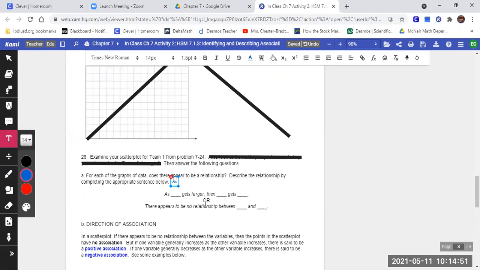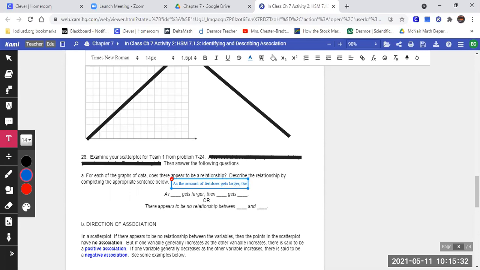As, now what were we saying was getting larger? What was the first thing that was getting larger? Plant or fertilizer? Which one do we always talk about? The one we have control over first. So as what gets larger? Which one do we have control over? Okay, as the amount of fertilizer, because we have to use the words they gave us. Gets larger.